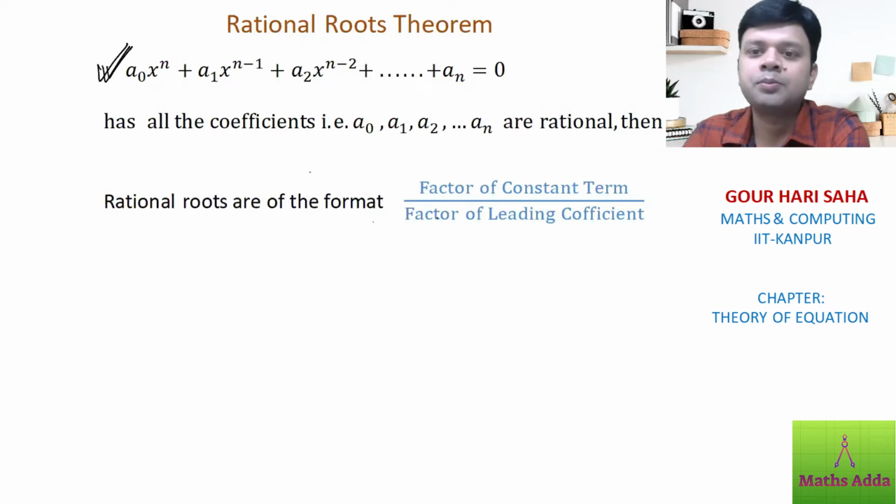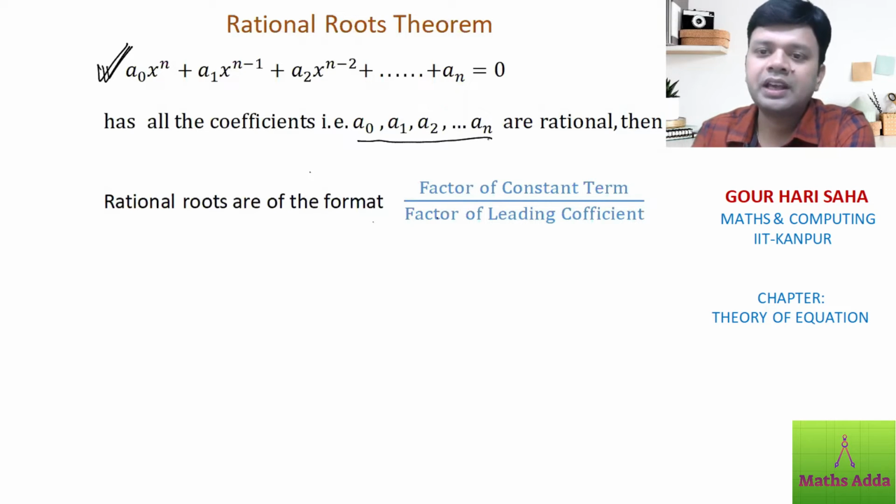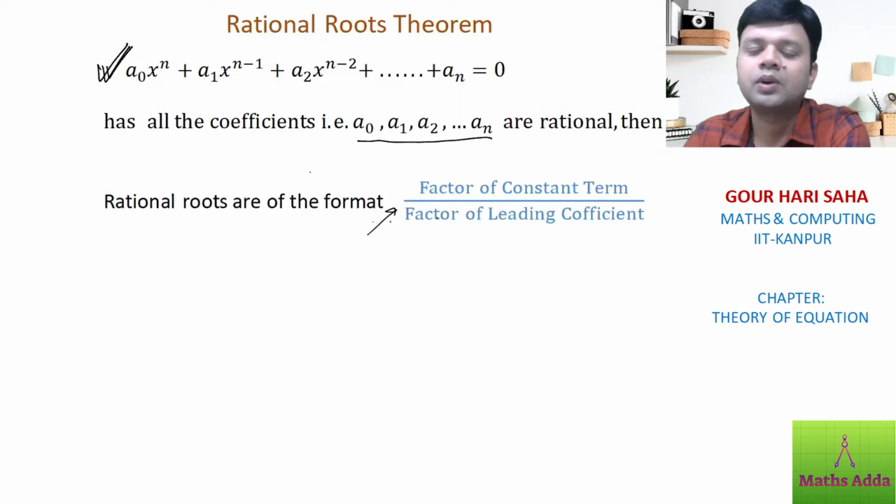So if there is a general polynomial and all the coefficients, that is a naught till an, are rational, then what does the rational roots theorem say? It says if there is any possible rational root, then it will be of the form factor of the constant term divided by factor of the leading coefficient. So what does it say?